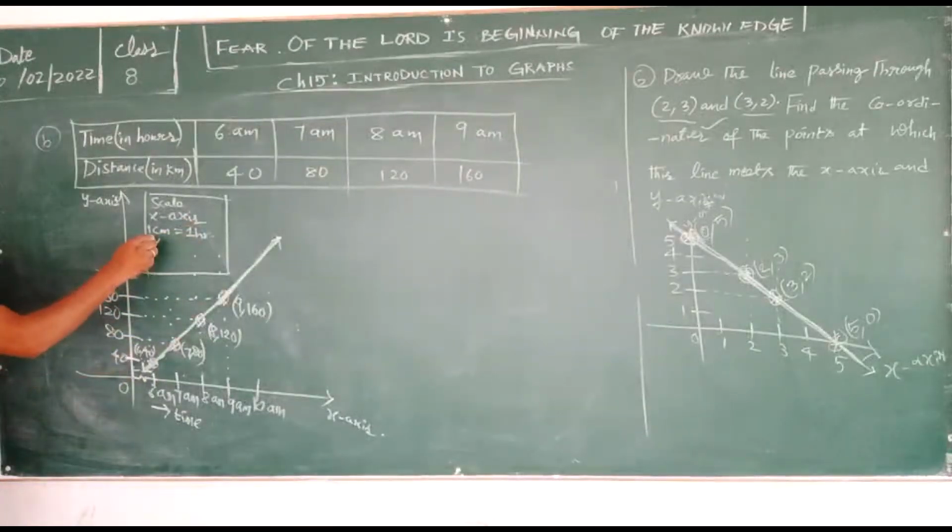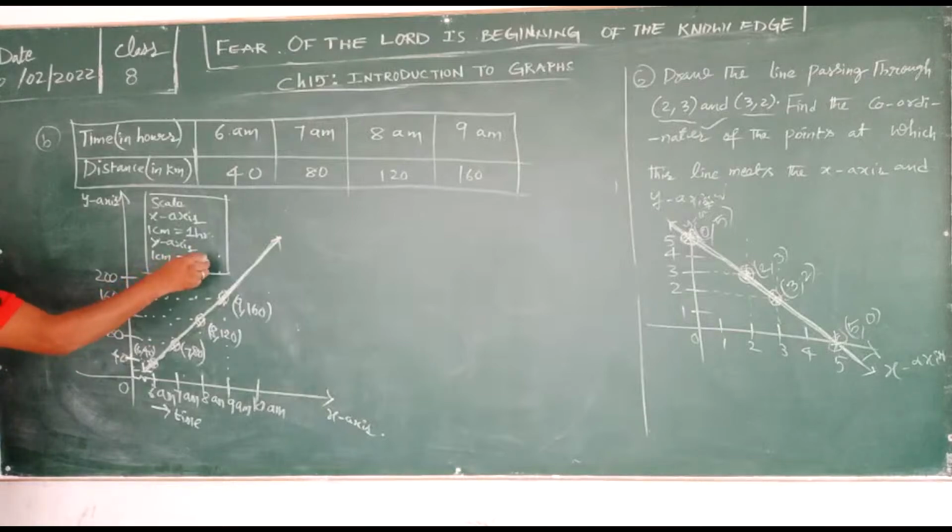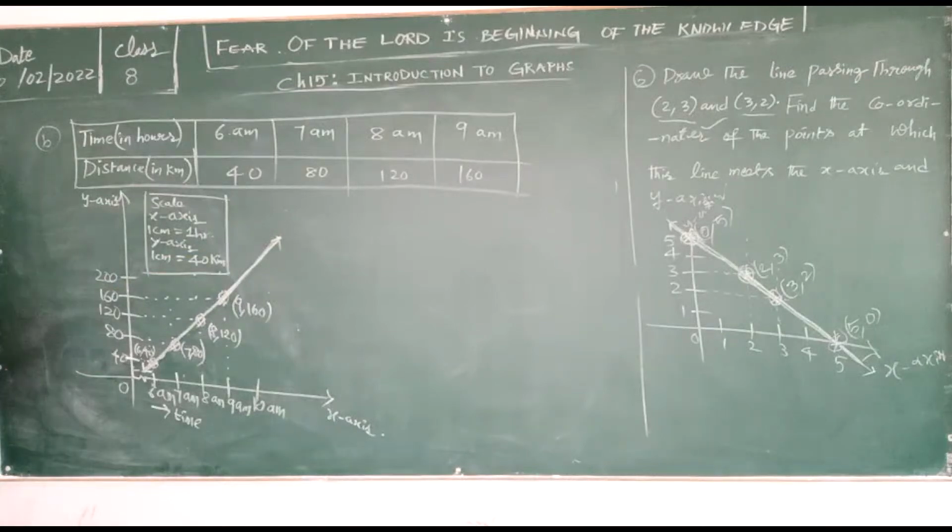Okay. Similarly, y-axis, 1 centimeter is equal to how many kilometers? 80 minus 40, 40. 120 minus 80, 40. 160 minus 120, 40. 200 minus 160, 40. So 1 centimeter you took as 40 kilometers. So write this as 40 kilometers. So in this way you have to solve your graphs. I hope you all understood how to solve your graph.